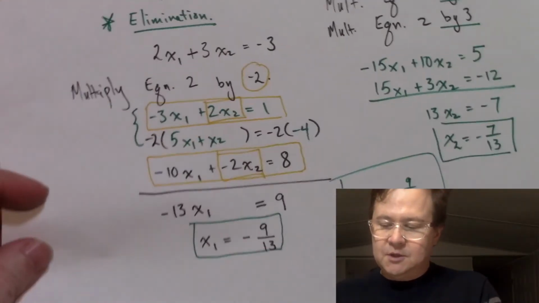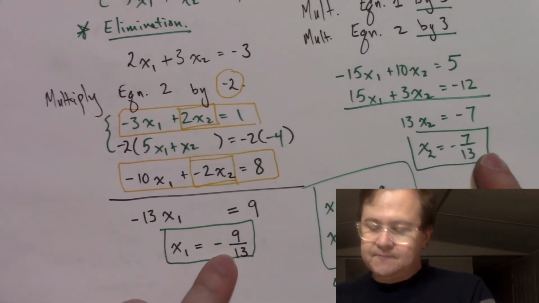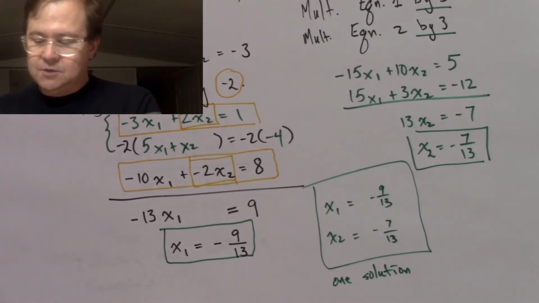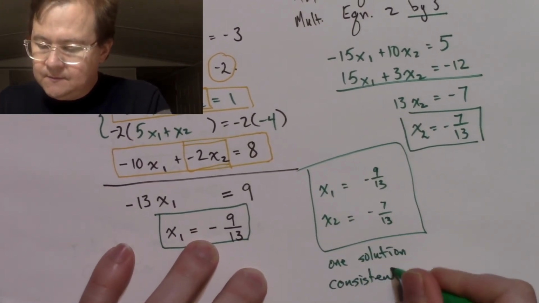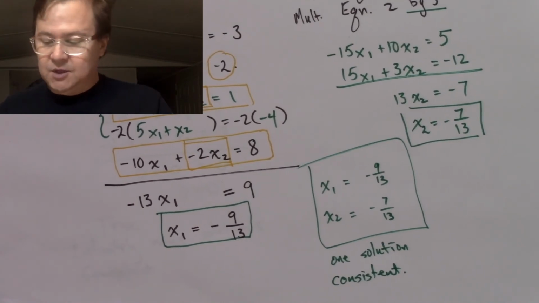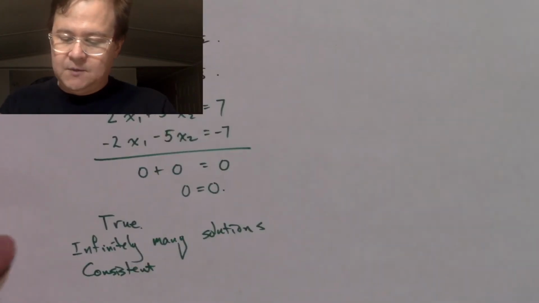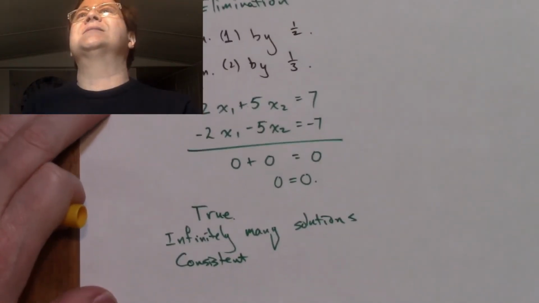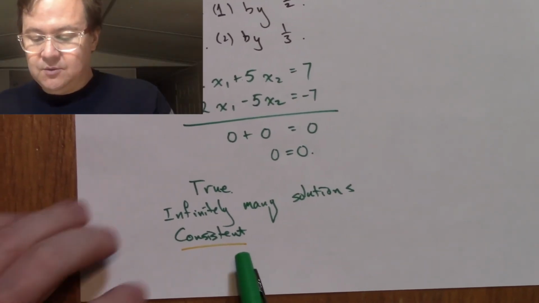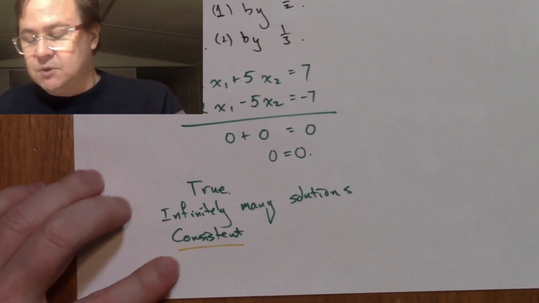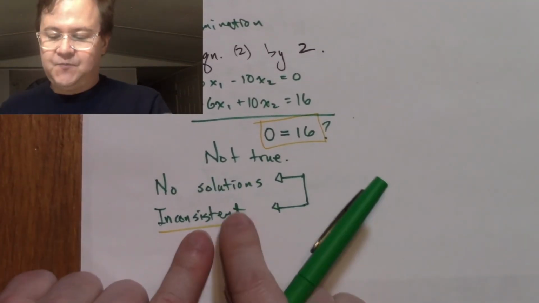Now, a moment ago, we saw an example of a system of equations that had exactly one solution. In that case, I would also say that it's consistent. So it's possible to have a consistent system of equations that has only one solution. It's possible to have a consistent system of equations that has infinitely many solutions. So consistent simply means that there's at least one solution. Inconsistent means that there are no solutions.